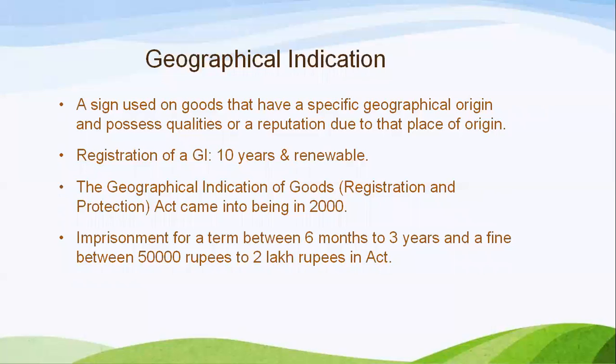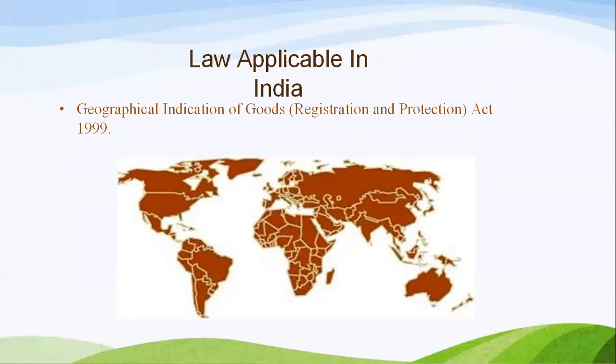Geographical identification or GI is a sign used on goods that have a specific geographical origin and possess qualities or a reputation due to the place of origin. Registration of GI is for 10 years and renewable. The Geographical Identification of Goods Registration and Protection Act came into being in 2000. Imprisonment of a term between 6 months to 3 years and a fine between 50,000 rupees to 10 lakh rupees in the Act. Law applicable in India for geographical goods: Geographical Identification of Goods Registration and Protection Act in 1999.